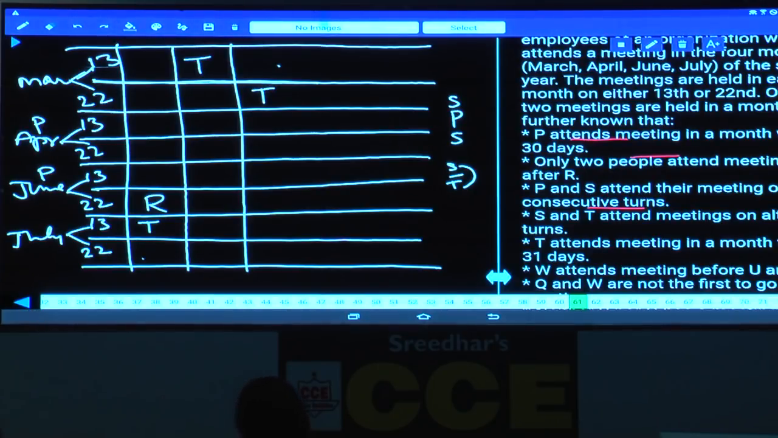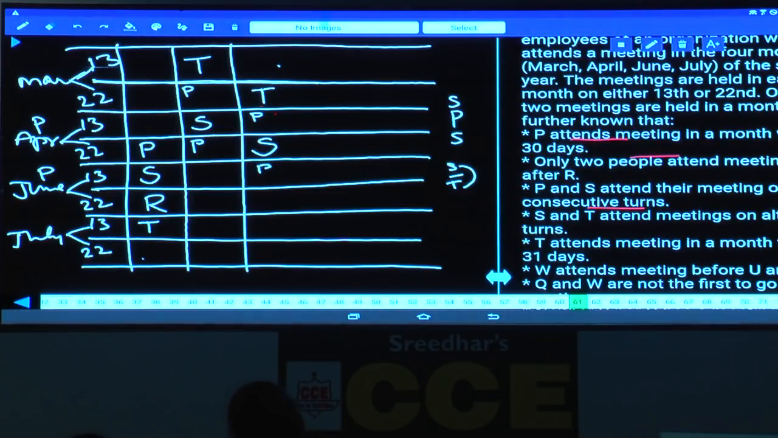There are 3 possibilities. As T is here, in the first case, S will be here. Isn't it? Now again, P and S are consecutive. As P and S are consecutive, P must be here in case 1. And in case 2, P can be either here or here. How many possibilities do we have for this P? Two possibilities. Again, P can be either here or here. We have another two possibilities.